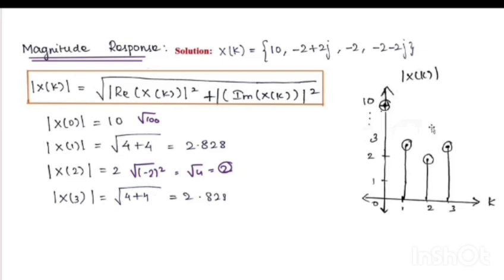I am going to plot it in a graph where x-axis will be k and y-axis will be mod of x of k. So this is the graph. x of 0 is nothing but 10, x of 1 is nothing but 2.828, x of 2 is nothing but 2, and x of 3 is nothing but 2.828 again.